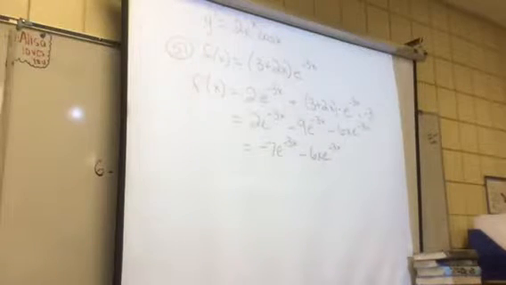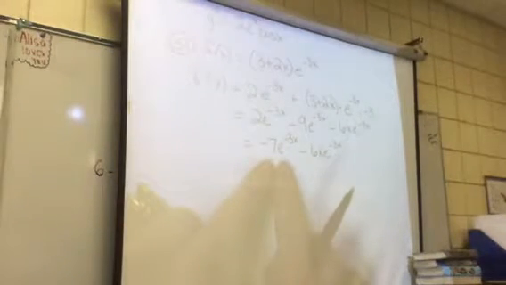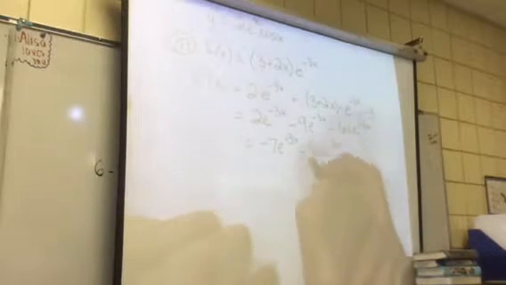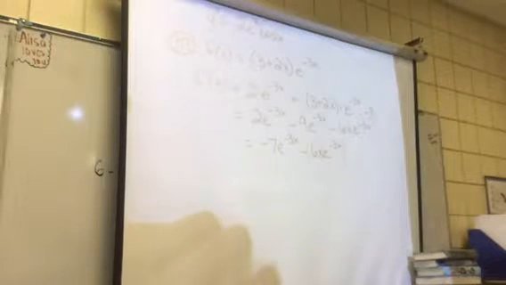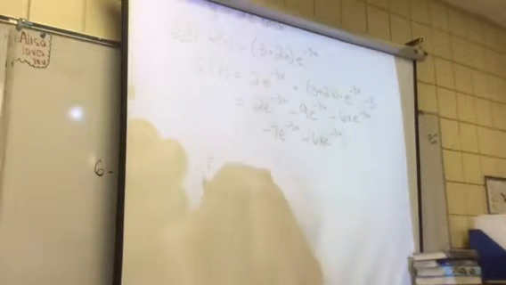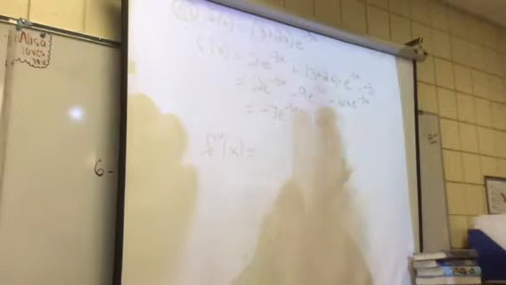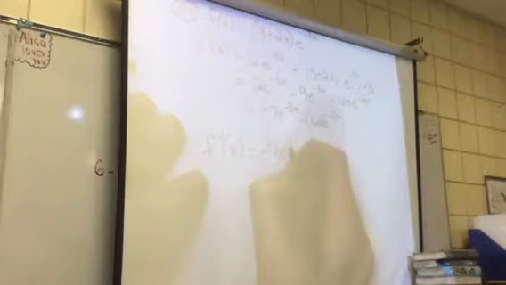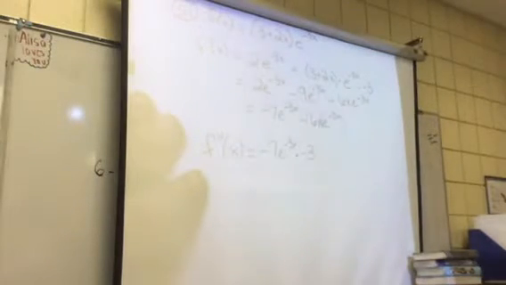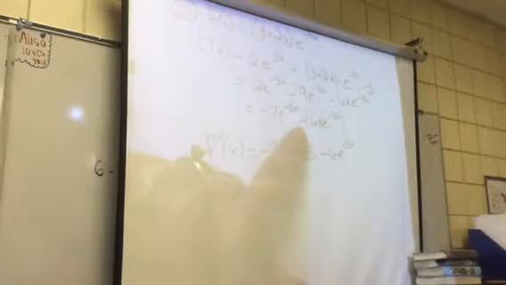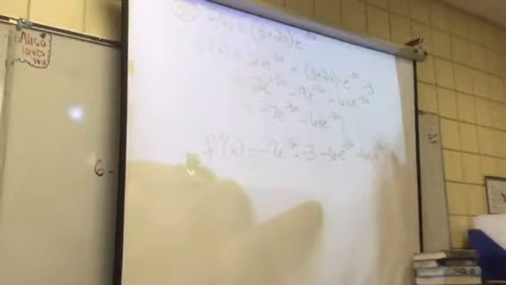I don't have to use product rule on this first term now when I take the second derivative, but I will have to use product rule over here because we really have like two functions. Okay. So when we take the derivative now of negative 7 e to the negative 3x, it would be negative 7 e to the negative 3x times negative 3. Then if we take the derivative of negative 6x, it'd be negative 6 e to the negative 3x, then minus 6x e to the negative 3x times negative 3.